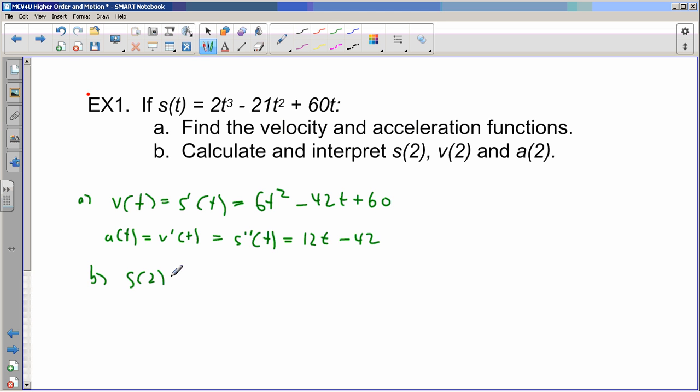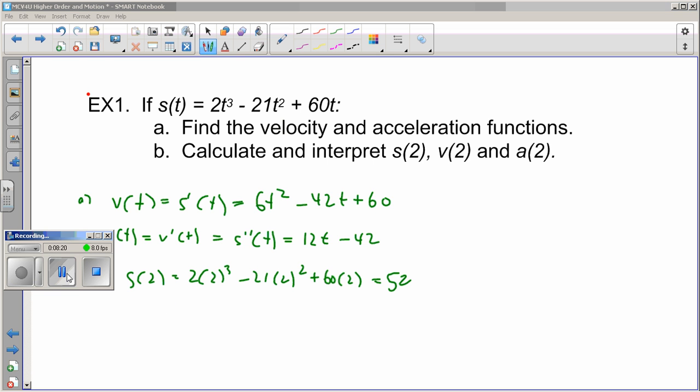So s at 2, I just put 2 into my original function there. S at 2, and I'm going to put my interpretation right next to it and plunk that into a calculator. Let me find my calculated values. 52. Okay. S at 2 is 52, means the particle was 52 centimeters or meters or whatever it was, right.